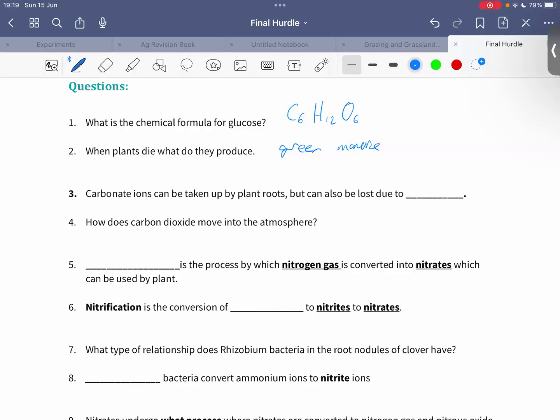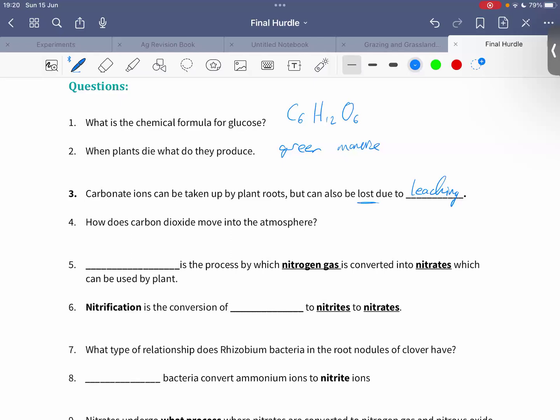Carbonate ions can be taken up by the plant roots, but they also can be lost through the process of leaching. Brilliant. Okay, we're all in this together. C6H12O6 is your glucose. When you're writing out your photosynthesis formula, it's the opposite for respiration. It's glucose plus oxygen gives us energy, carbon dioxide, and water.